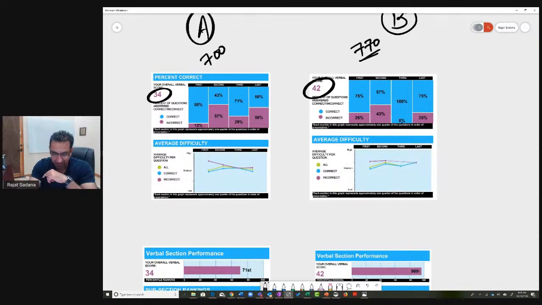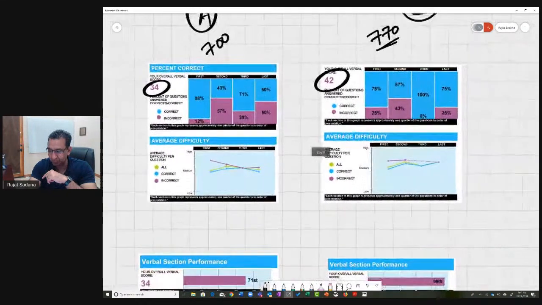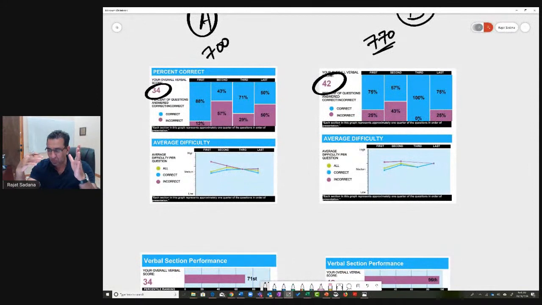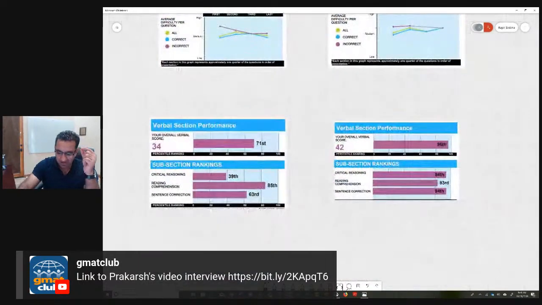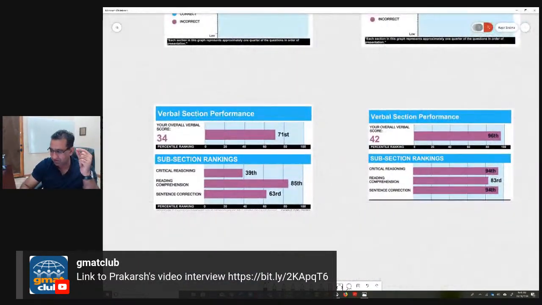Okay, now here's the beauty of this. What matters on the GMAT is not how many questions you get right, because 7 versus 11 is not what caused these scores. What matters is the difficulty level of questions that you get right. Okay, let's look at subsectional abilities for both these attempts. What do you see over here?